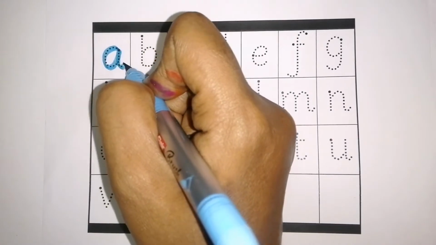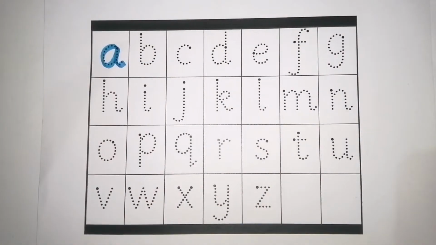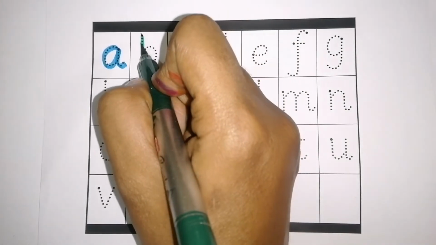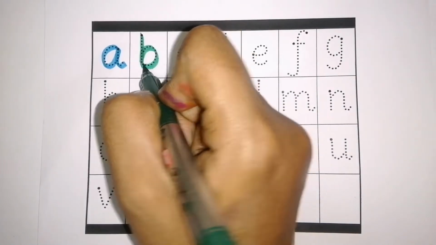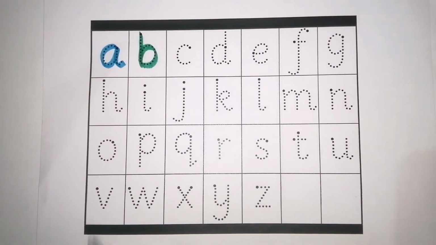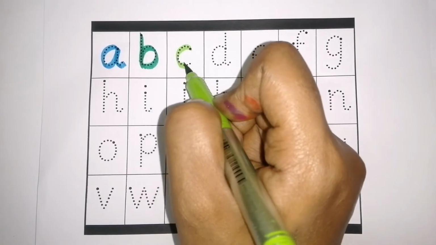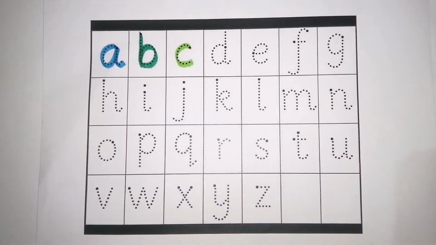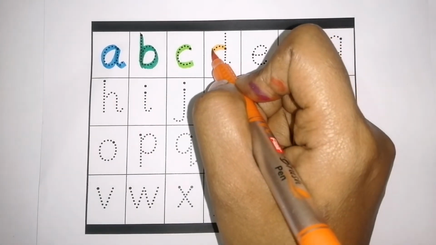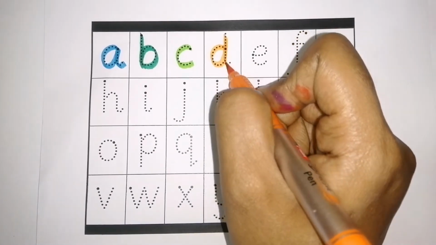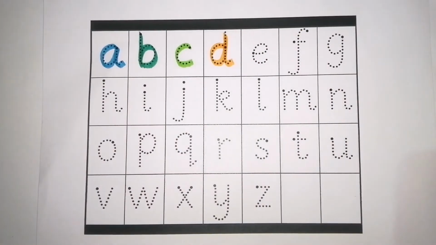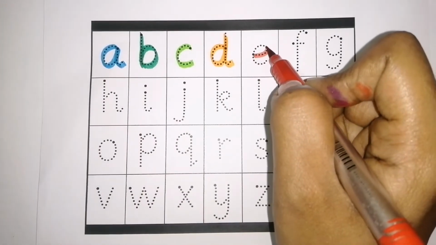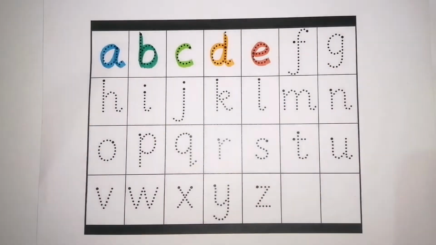A. A for apple. B. B for ball. C. C for cat. D. D for dance. E. E for elephant.